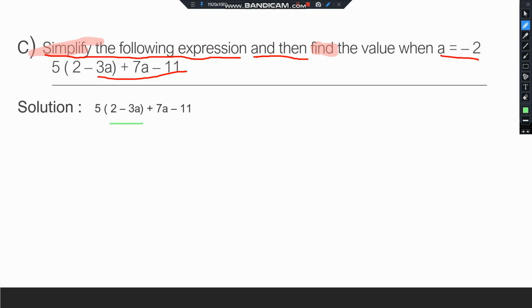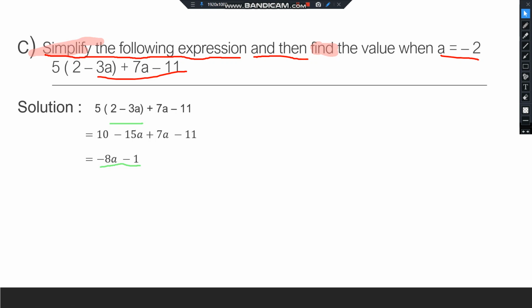So this bracket will be opened here. So what is the next step? We'll multiply by 5 inside. So we get 10 minus 15a plus 7a minus 11, which when we simplify we get minus 15a plus 7a as minus 8a and 10 minus 11 as minus 1. So this is the first part of the question solved, and this is the first answer.